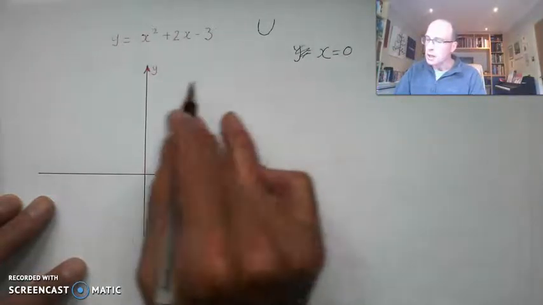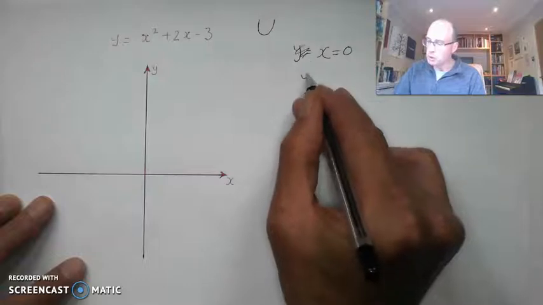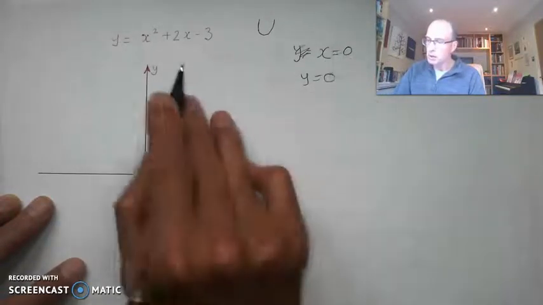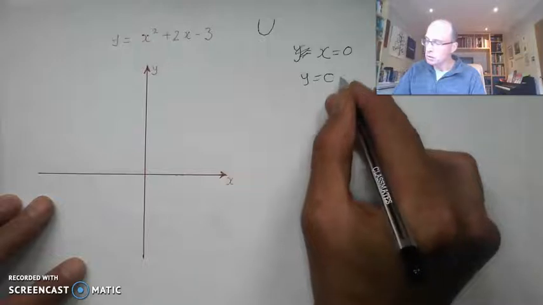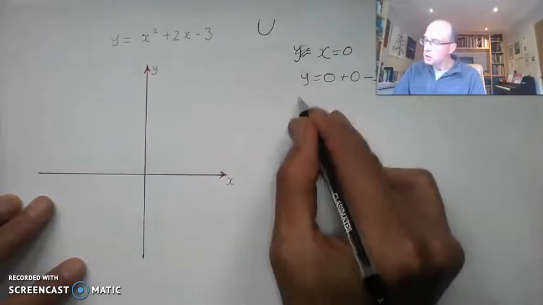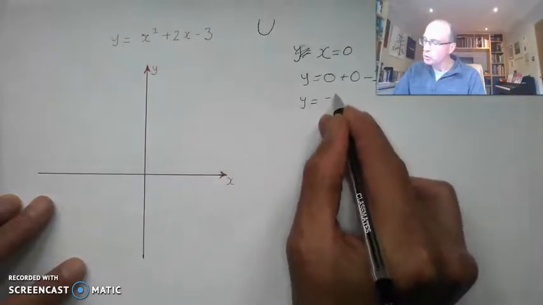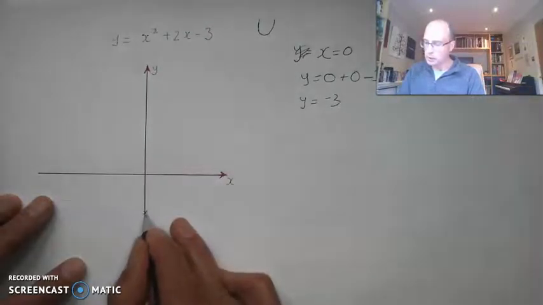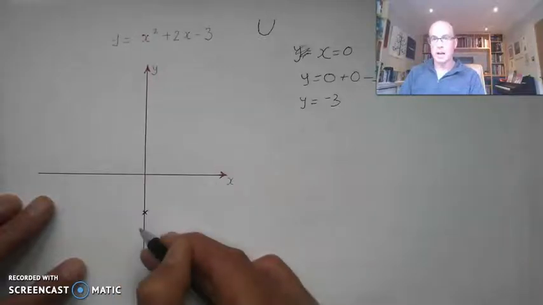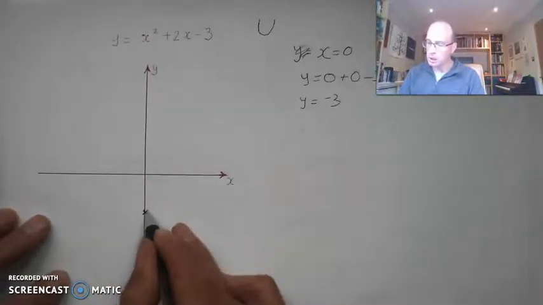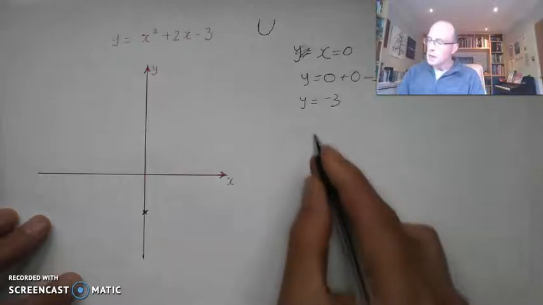x is equal to 0. What do we get? x is 0, y is equal to 0 squared plus 2 lots of 0 minus 3. So we've got y equals negative 3. So x is 0, y is negative 3. So this time my intercept is below my x-axis. My curve is going through that point there.